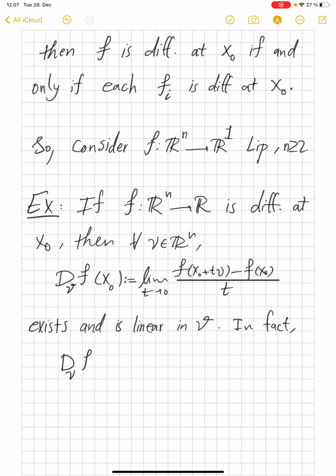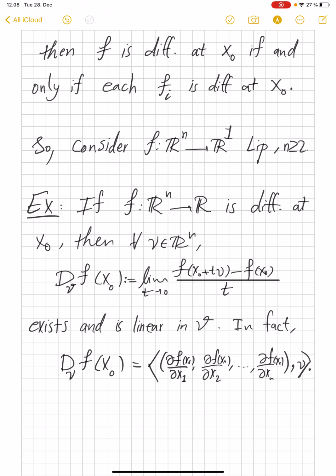And it turns out that, if something is linear, you only need to know it on the basis vectors, because then you know it on every other vector. And so if you know the action of this directional derivative in directions of standard vectors, you get partials. So partial of f with respect to x1 evaluated at x0, partial of f with respect to x2 evaluated at x0, and so on, partial of f with respect to xn evaluated at x0. So that's a vector, and then you dot product it with v.